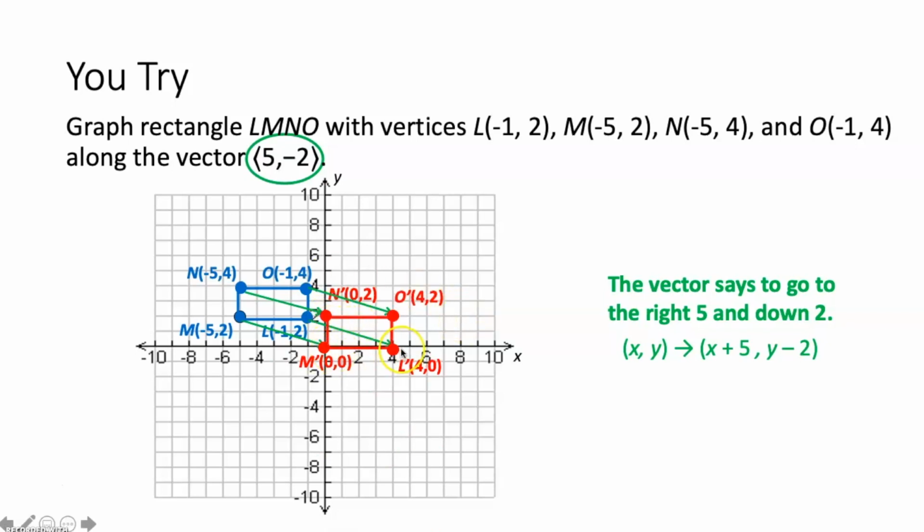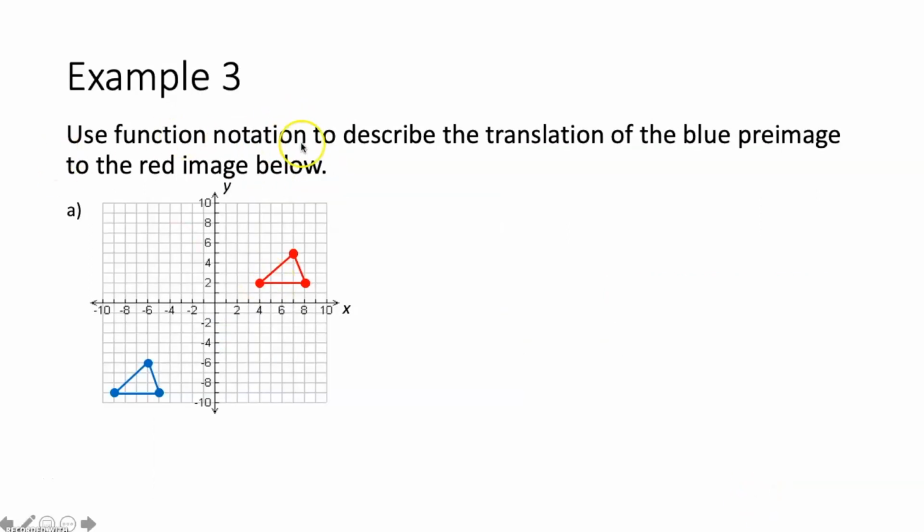This red rectangle, rectangle L prime, M prime, N prime, O prime, is the image of rectangle L, M, N, O after it's been translated along this given vector. Now, example 3 says use function notation to describe the translation of the blue preimage to the red image below. So we're starting with this blue triangle right here, and we're going to end up at this red triangle right here.